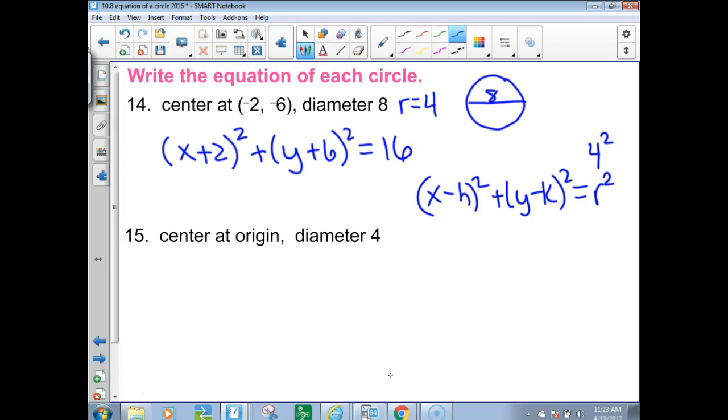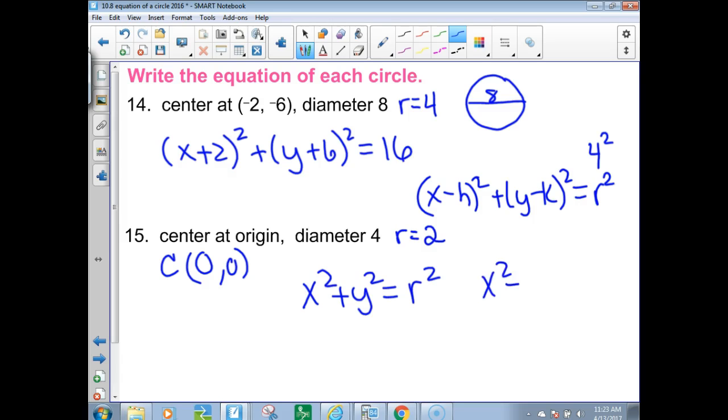Okay, you see what we're doing now? That's why I'm checking for understanding here. If we have center at the origin and a diameter of 4, the radius is going to be half of 4, which is 2. So you have to think about that first. If it centers at the origin, your h is 0 and your k is 0. So this is the kind where you just write x squared plus y squared equals r squared. So it should be x squared plus y squared equals 4. Right, Chase?